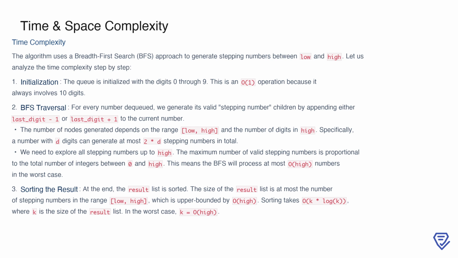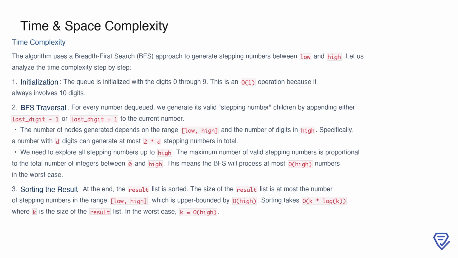To analyze the time complexity of our algorithm, we start with the initialization step. Here, the queue is populated with digits 0 through 9, which requires constant time, O(1), since it involves adding only 10 fixed digits. Next, the breadth-first search traversal begins. For every number dequeued, we generate its valid stepping number children by appending either last_digit minus 1 or last_digit plus 1 to the current number. The number of nodes generated depends on the range specified by low and high and the number of digits in high.